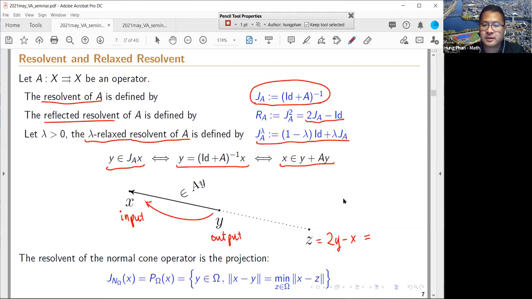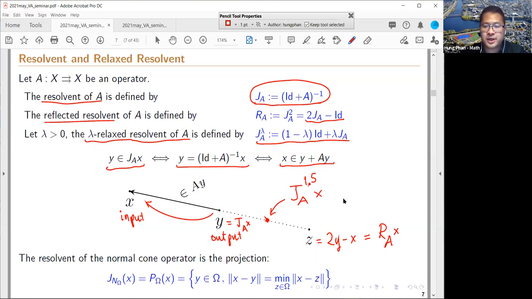So in this case, that is going to be RA x, and the point y here is JA x. So the relaxed resolvent is anything in between, or even outside of z if we take lambda large enough. For example, if I take a point right here, this point will be a relaxed resolvent with the parameter, for instance, 1.5, and so on.